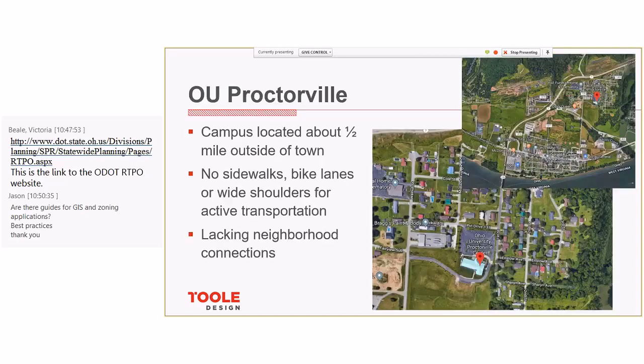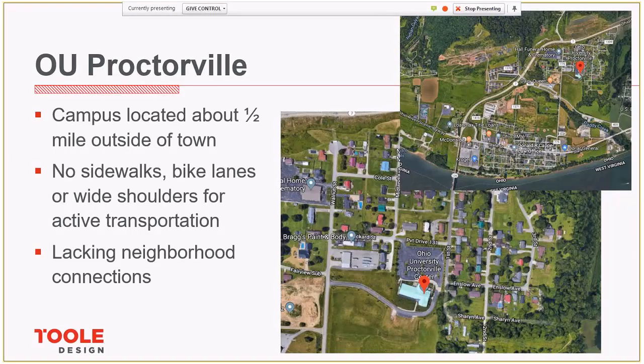Yeah, thanks. Another example is the Ohio University Proctorville campus. This one is located just outside of town, about a half a mile from sort of that main downtown area on the river there. Half a mile is generally a very walkable or bikeable distance, but there are no sidewalks, bike lanes, or even wide shoulders on sort of this rural roadway. It doesn't actually have many connections to the neighborhood that it's in either.